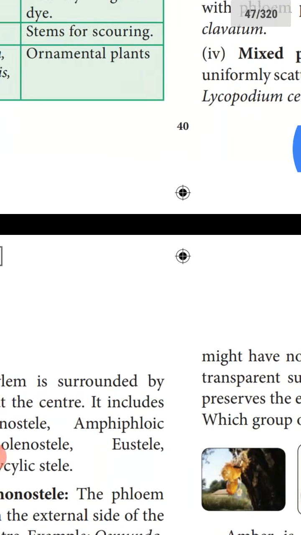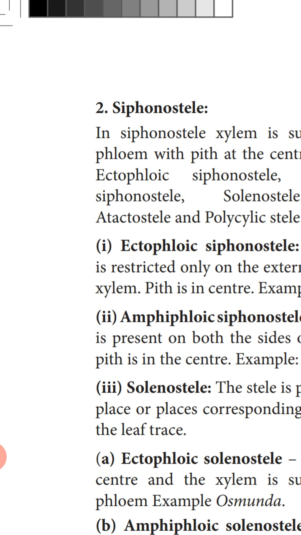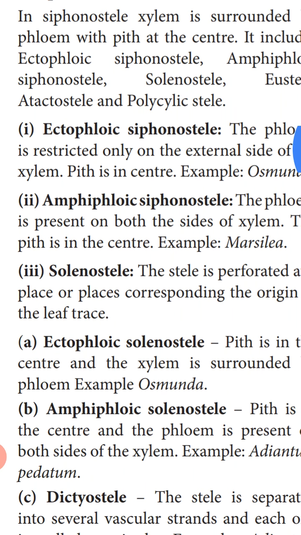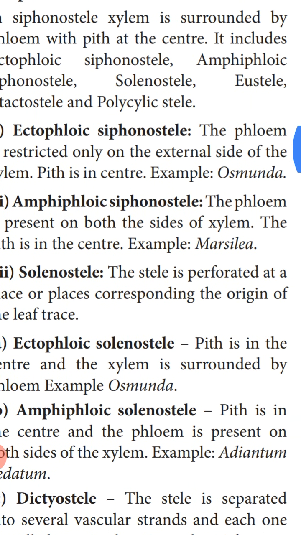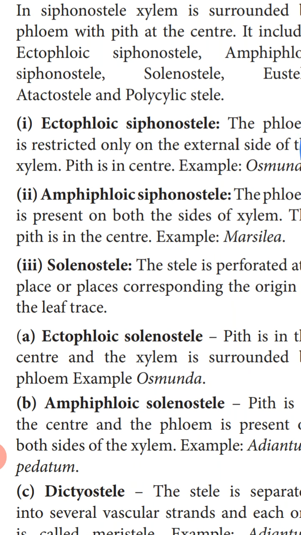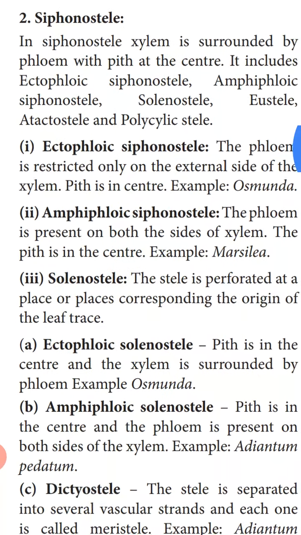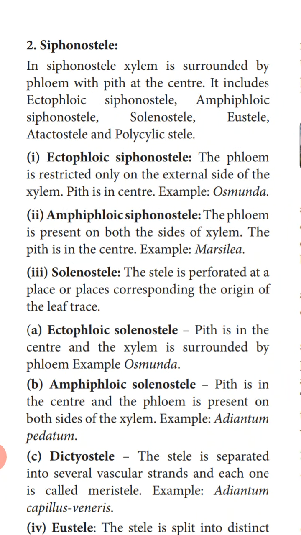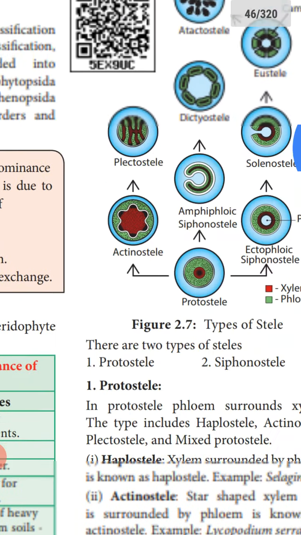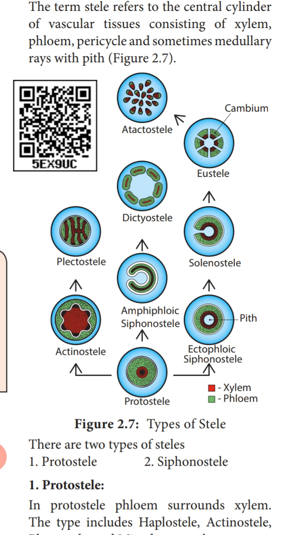Next, we are going to study about the next type of Cyflow, which is Solenostele. The steel is perforated at a place or places corresponding to the origin of leaf traces. So, where the leaf origin is taking place, in that region, in the steeler region, a gap is present, perforated, a small pore or a gap is present. Then it is called as Solenostele. Again, you can see in this diagram here, Solenostele. So here you can see above Ectophloic Siphonostele, you can see the Solenostele.